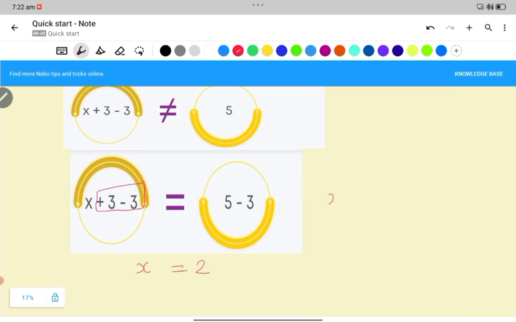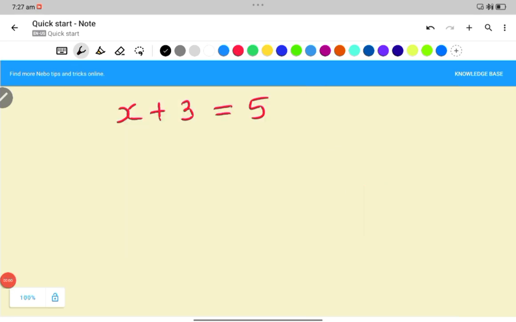Our given equation was x plus 3 is equal to 5. If we substitute the value of x as 2, 2 plus 3 is equal to 5. Here LHS becomes 5 and RHS is 5. x equal to 2 is the solution of the given equation.